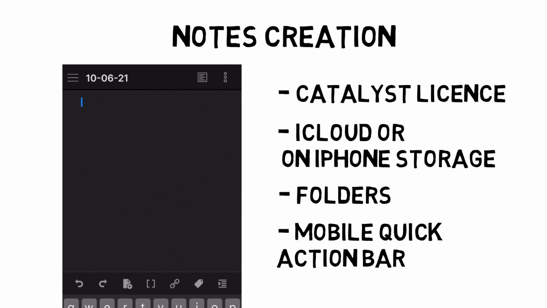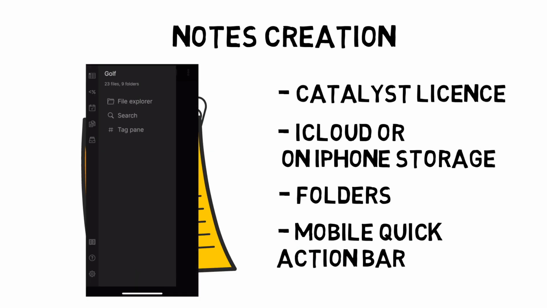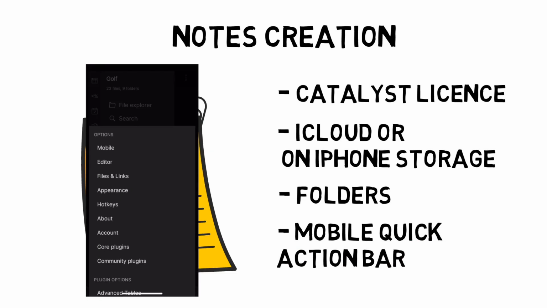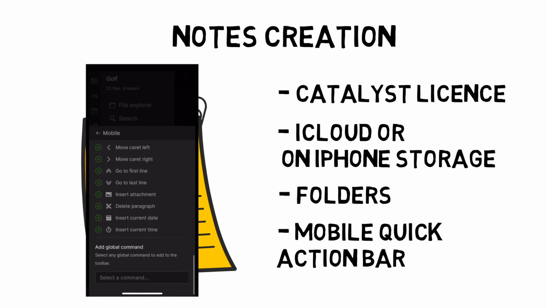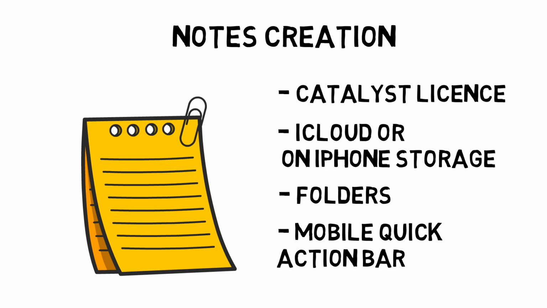One of the best things about this bar is that the users can customize it. Users can change the bar by selecting Settings and choosing Mobile. Here you can add and remove commands from the mobile quick bar. When you are in a note, you can activate the commands directly from your note.